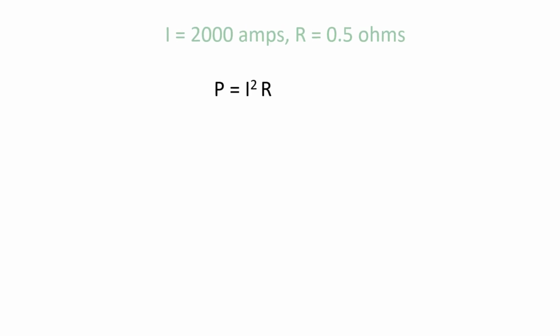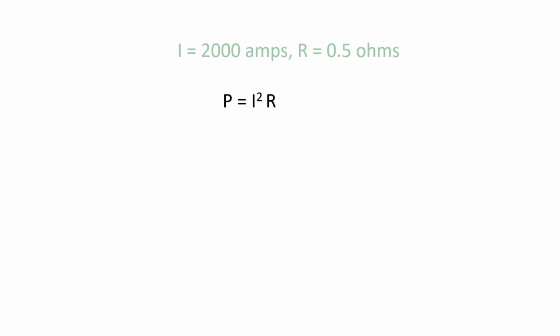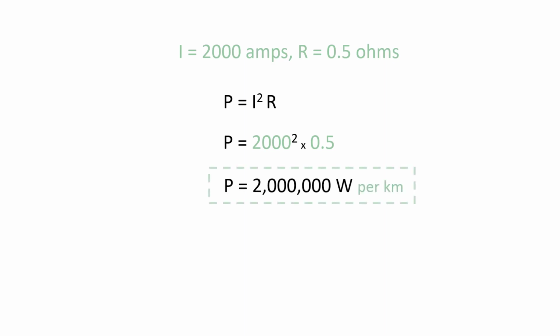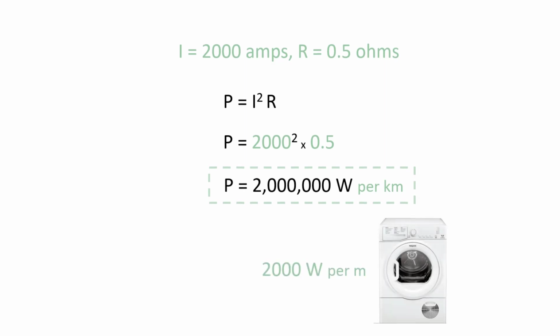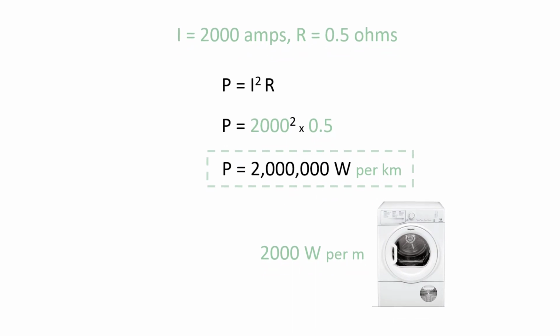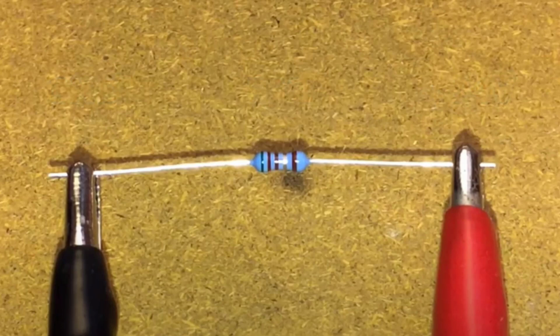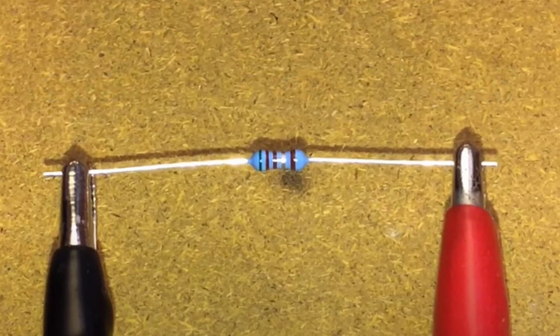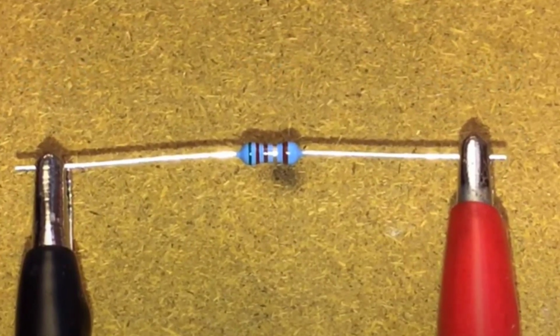We can use P equals I squared R to calculate how quickly heat is lost to the surroundings. First of all, we write down our equation and then substitute in the values. P equals 2000 squared times 0.5, which gives us an answer of 2 million watts per kilometre of line. If we divide this by 1000, we get 2000 watts per metre of line, which is about the same power as a tumble dryer.